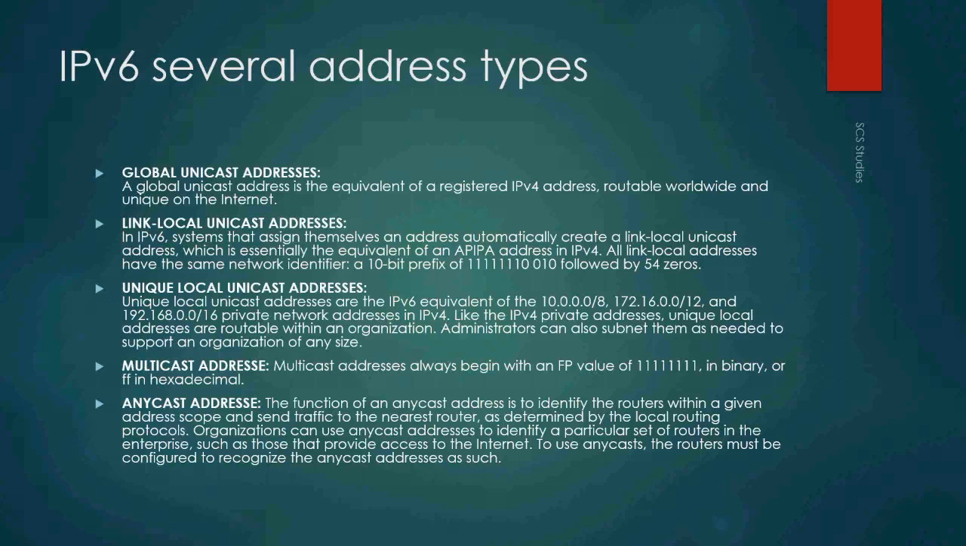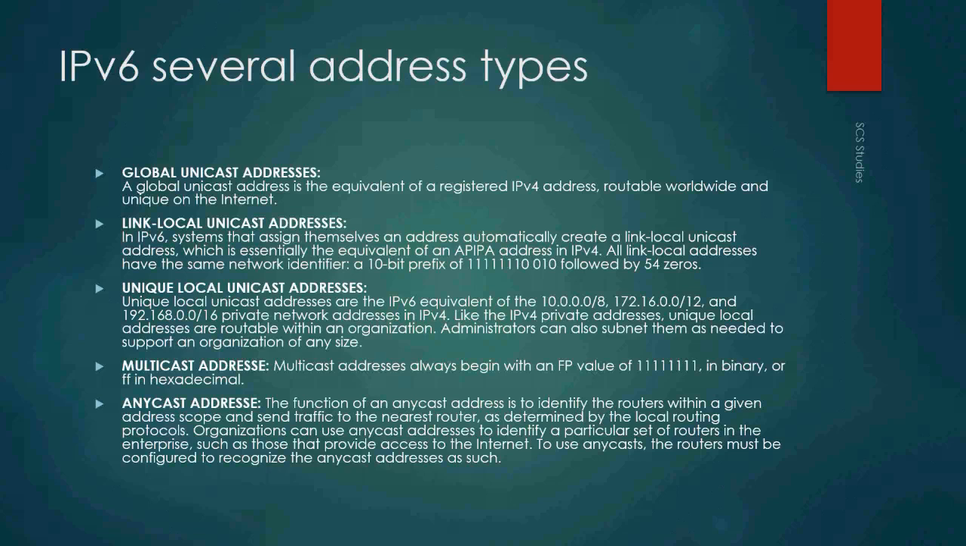So now let's learn about the global unicast address. The global unicast address is the equivalent of a registered IPv4 address, routable worldwide and unique on the internet. So global unicast is basically the public IPv6 address. Okay. A public IPv6 address is unique and routable throughout the internet.